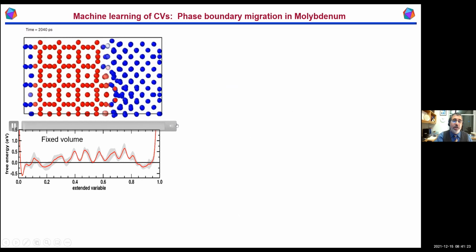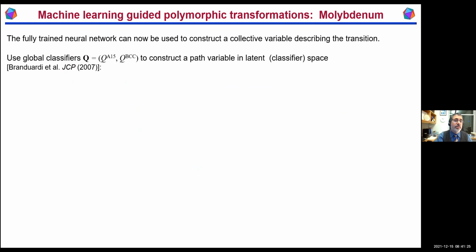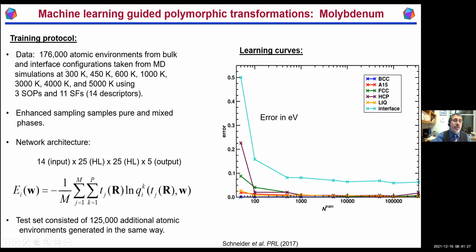And the training part is not, where was it? The training part is not that long. So we did six or seven temperatures, and we only generate 170,000 or so atomic environments.